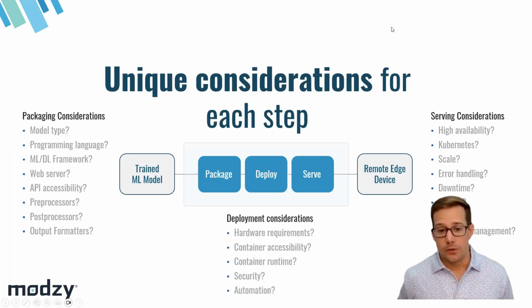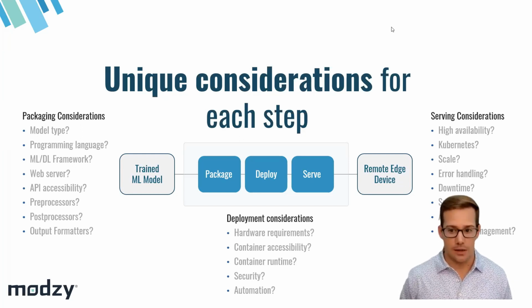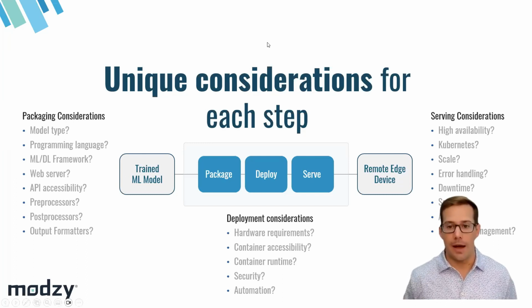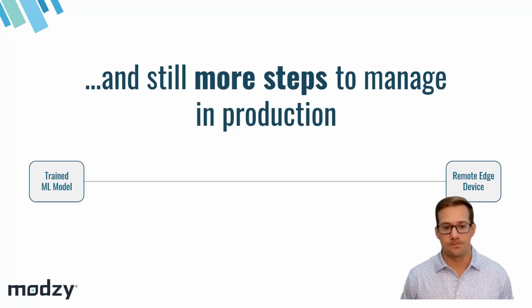Do we want to use Kubernetes to help orchestrate multiple model containers? Do we want to build a high availability setup? How are we going to deal with scale? What about when a device goes down, or there's any error handling, right? There's a ton of considerations. So this problem becomes very complex when you unpack these different components that will make up our solution.